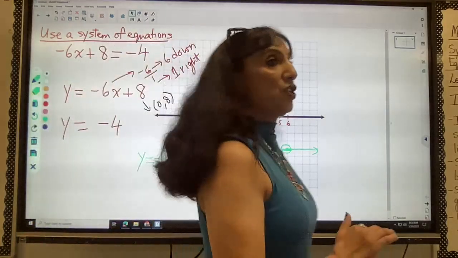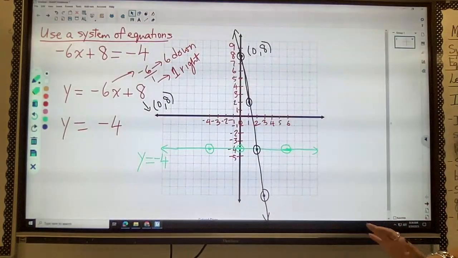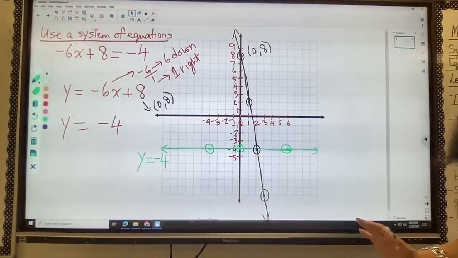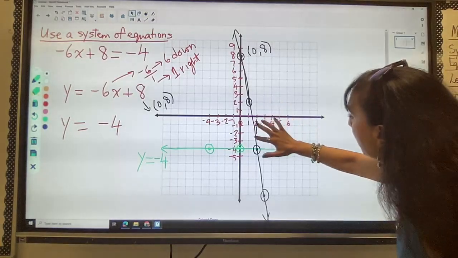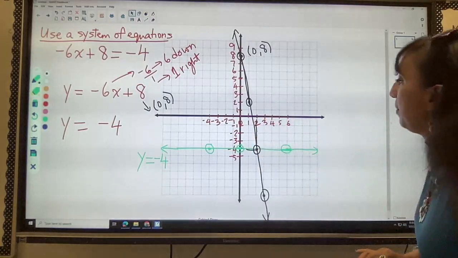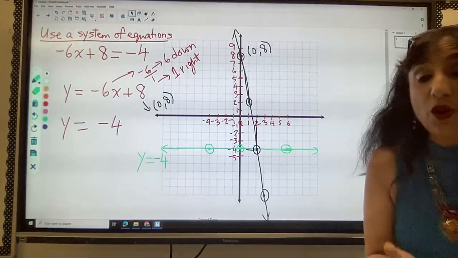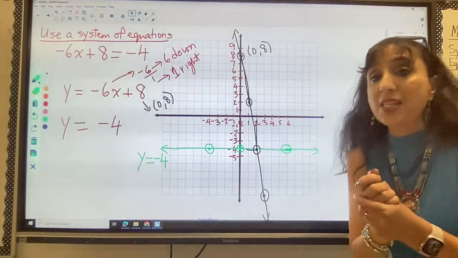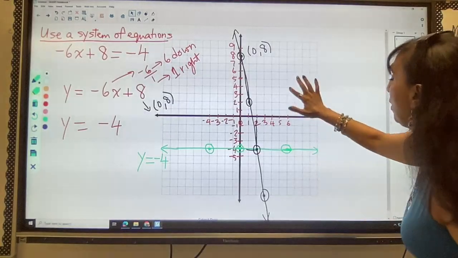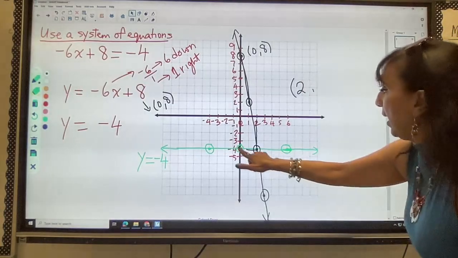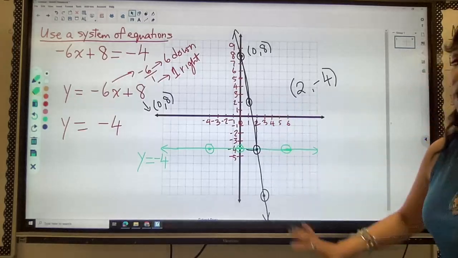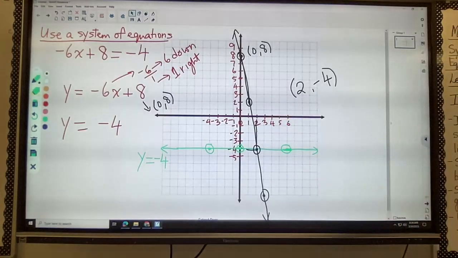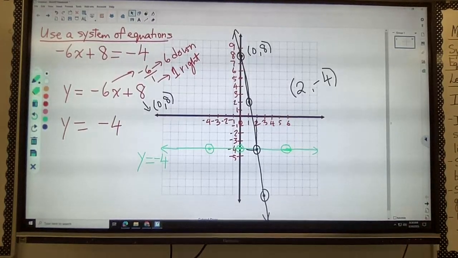Okay, so now look, where is that intersection happening? Okay, and I can see that, look here, this is what my solution is, because it is intersecting at one point, and my x is what? What is my ordered pair? 2, and this is negative 4. 2 and negative 4. And that is going to be the solution of this system of equations.